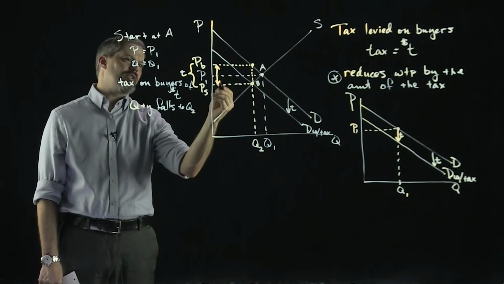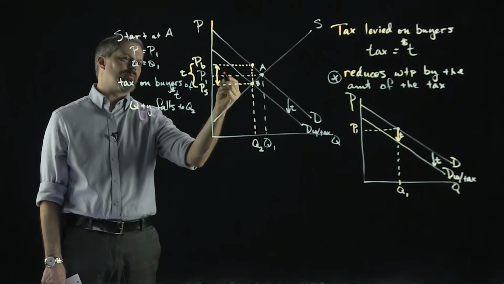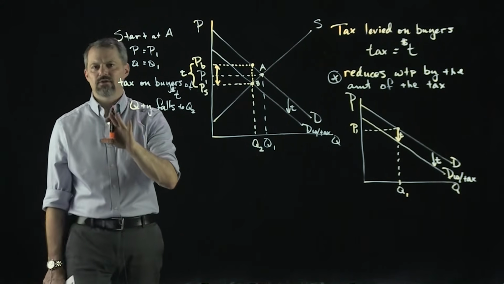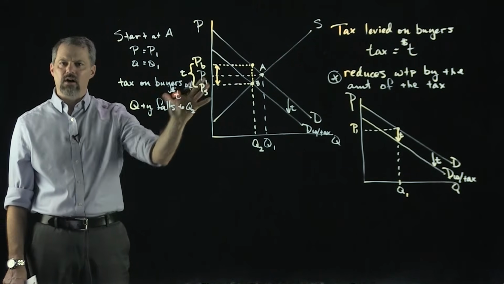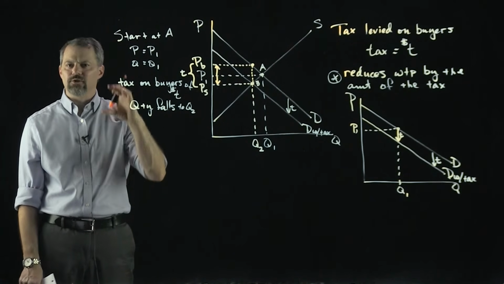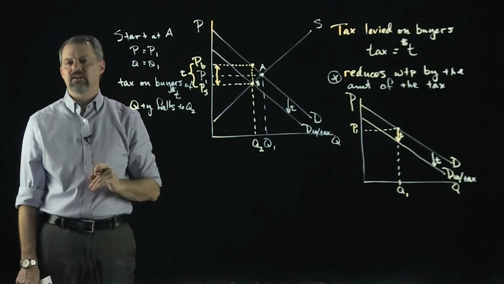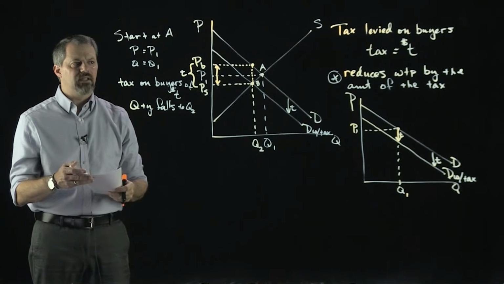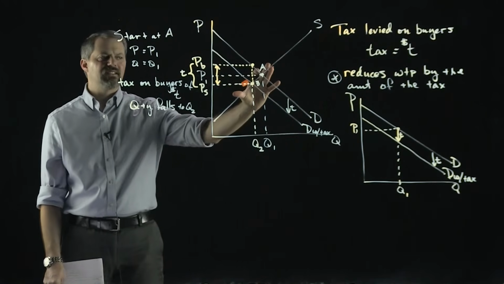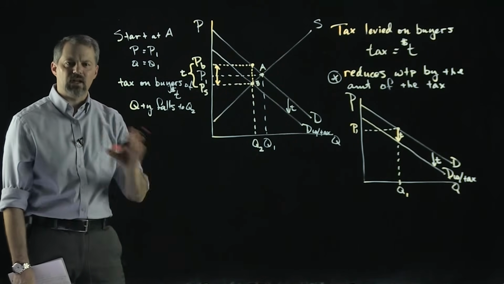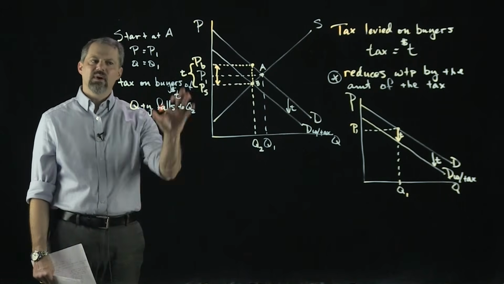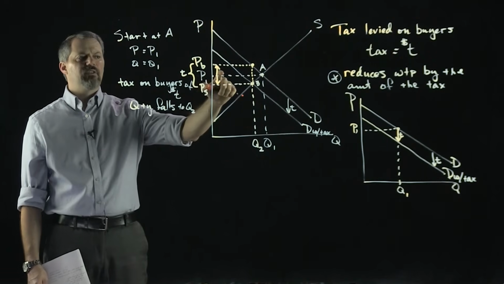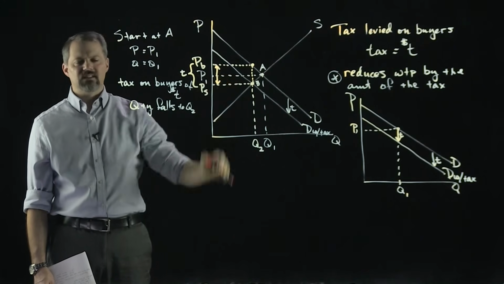Now in my picture here, it makes it look like the tax burden's a little bit bigger for the buyers and smaller for the sellers. Your picture, if you've been drawing this along with me, yours may be a little different. Yours may make it look like it's split right down the middle. What we're going to see is that it does not get split right down the middle. It depends on the elasticity of demand and the elasticity of supply. We'll do that here in a little bit. But for now, the key is that the tax is going to fall on both the buyers and the sellers.